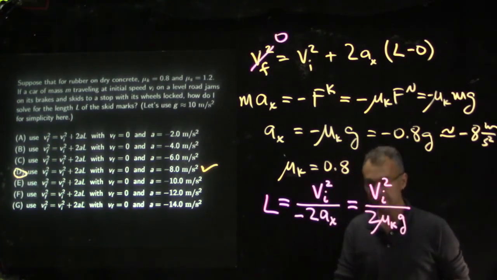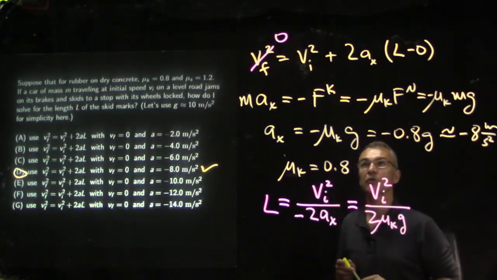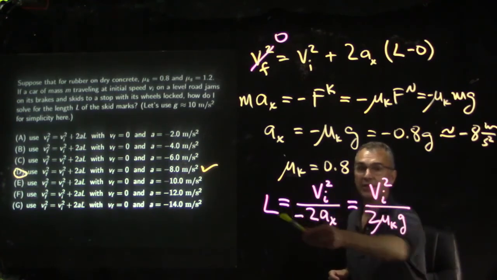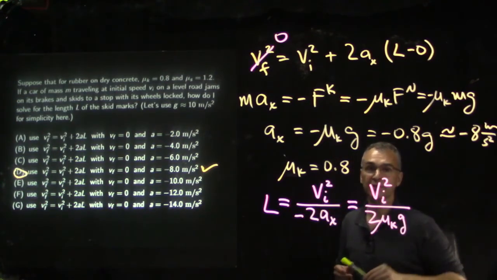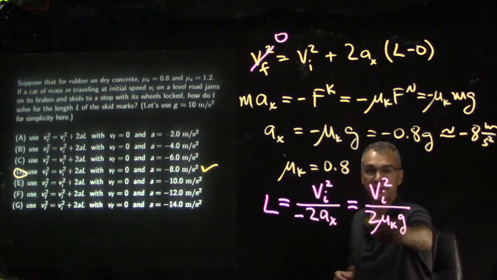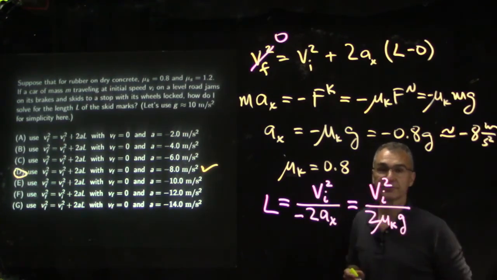And I guess if we did the math solving, so v final is 0, you want to know where it stops. So we get that the length of the tire tracks, the length of the skid marks, is v initial squared divided by 2 times the coefficient of kinetic friction times little g.